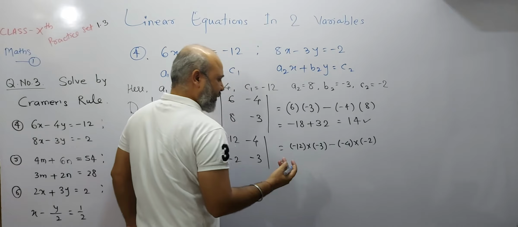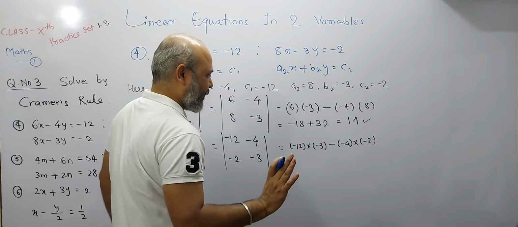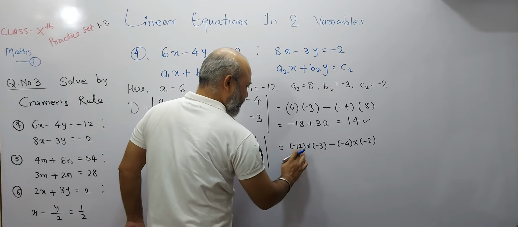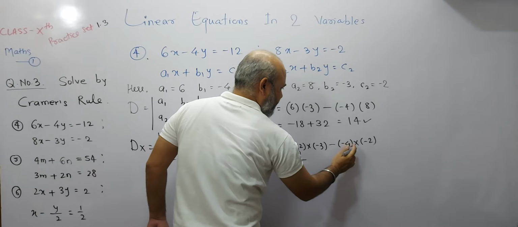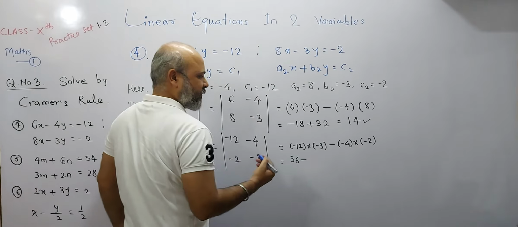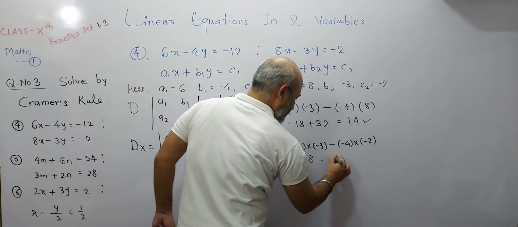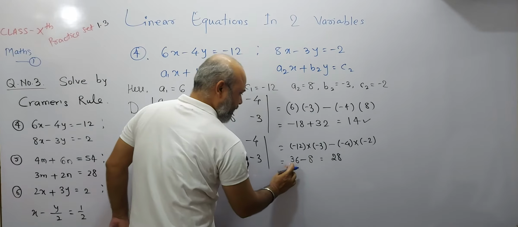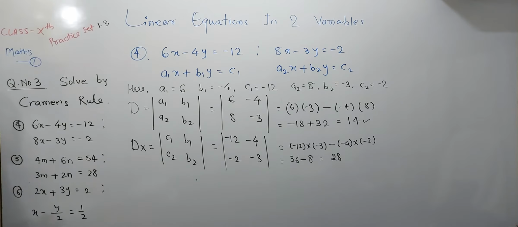We know that when you multiply two numbers with the same sign, the answer is always positive. So minus minus becomes plus, 12 3s are 36, and minus sign, this is minus 4 multiplied by minus 2, this will be plus 8. So this will be what? 28. 36 minus 8 is 28. This is the value of Dx.